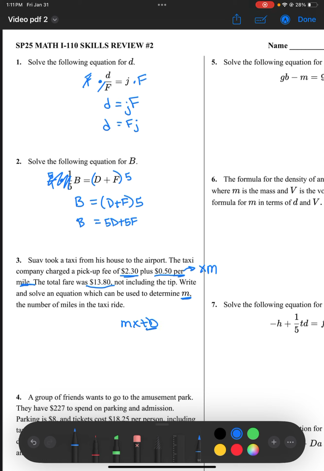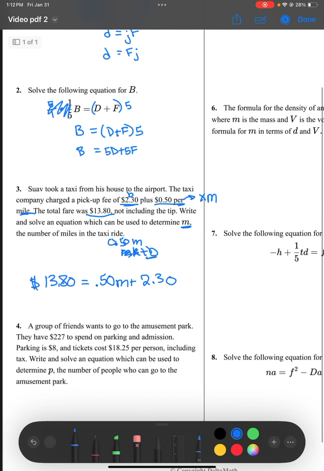So B would be our pickup fee. This is B. And our M, well, in this case, mx. But in terms of this problem, this is now M, and this is now 50 cents. So we have 50 cents times M plus our $2.30 equals, and instead of Y, we have our total, which is the $13.80. That's how we set up our problem.